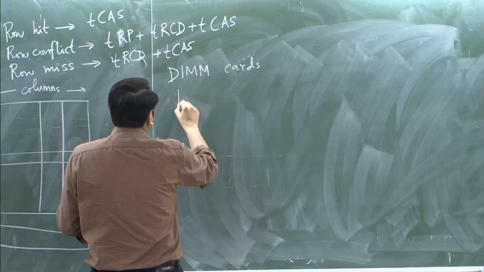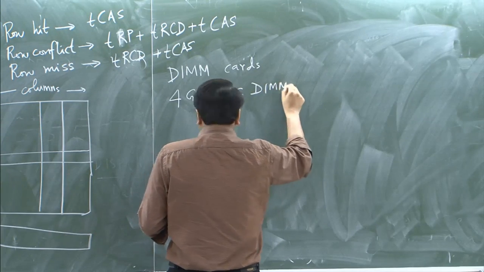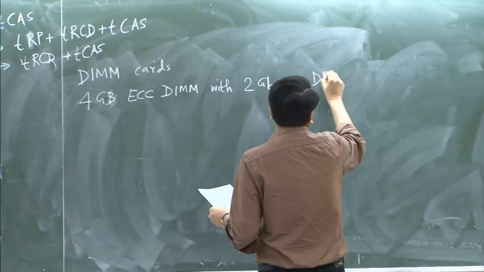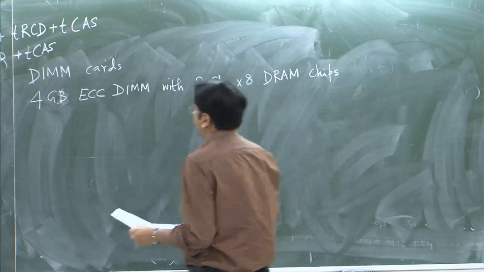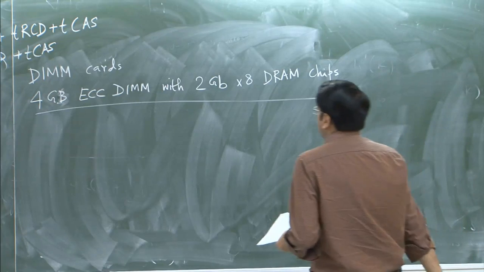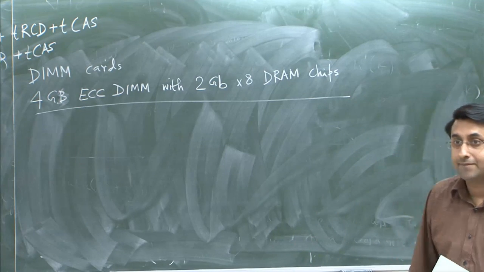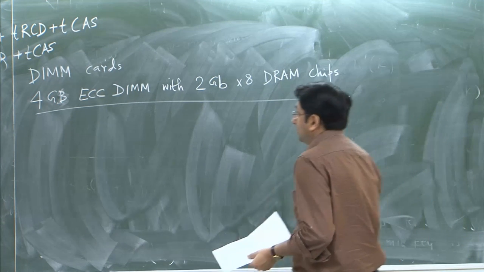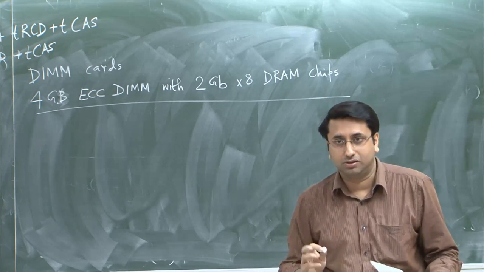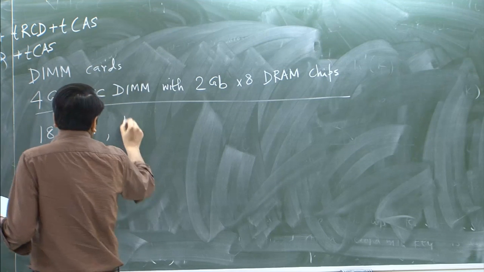So we're going to look at one 4GB ECC DIMM with 2 gigabit x8 DRAM chips. I'm going to explain what this notation means. This one stands for ECC. Does anybody know? Error correcting code. Exactly. So each DRAM chip is 2 gigabit in size. How many chips do I need to cover 4 gigabyte? 8, 16, right? This is 4 gigabyte, this is 2 gigabits. Normally, whenever you see a DRAM chip capacity, it is mentioned in bits. So there are 16 chips, but this DIMM card would actually have 18 chips, two of which are ECC chips.